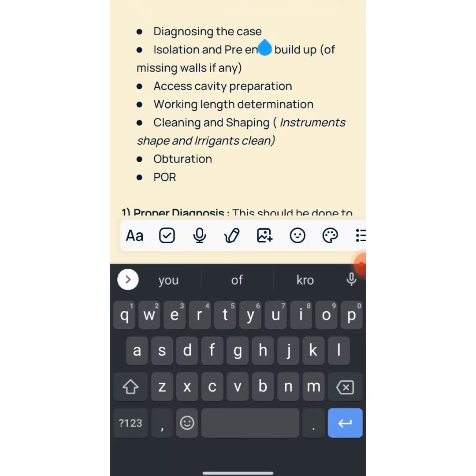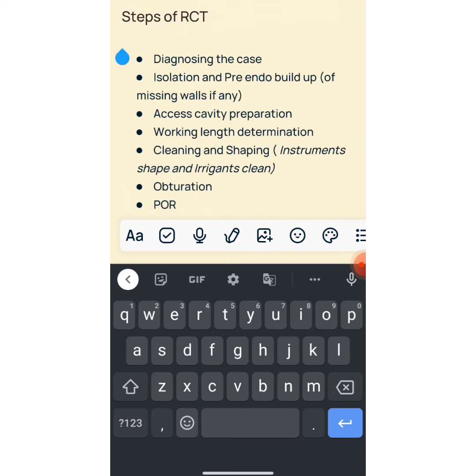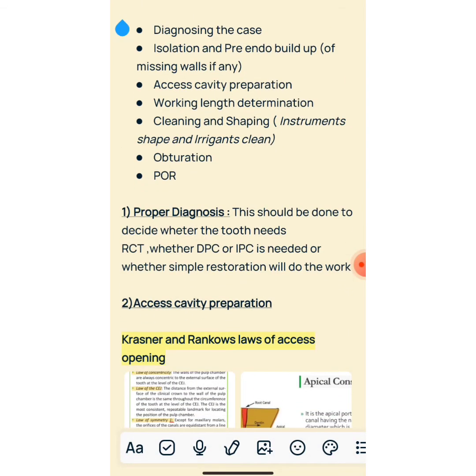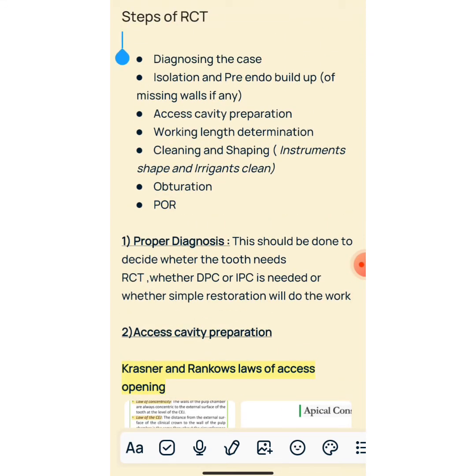Diagnosing the case. Proper diagnosis should be done to decide whether the tooth needs RCT, whether DPC or IPC is needed, or whether simple restoration will do the work. For better understanding of this, please watch part 1 of the video on basics of RCT. In that video I have explained under what circumstances we have to do simple restoration or DPC or IPC, or when RCT is actually needed for the tooth.